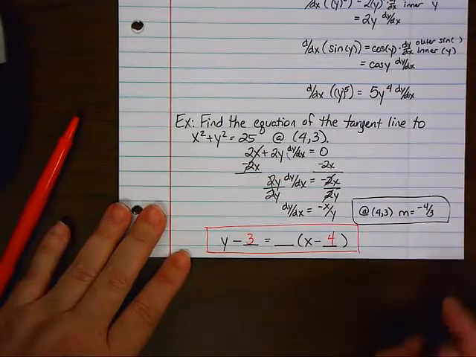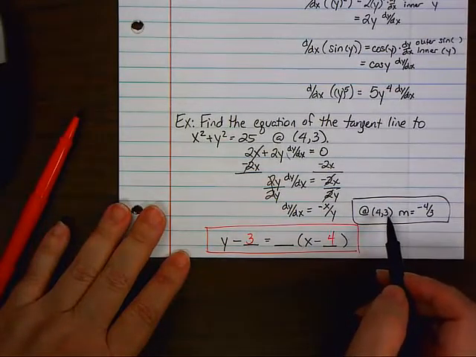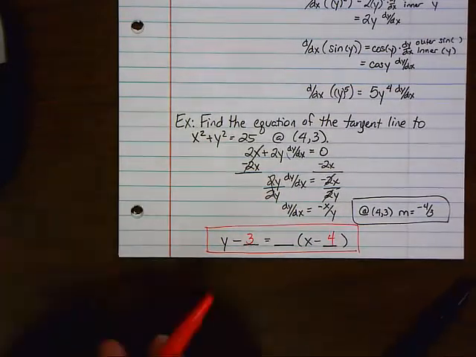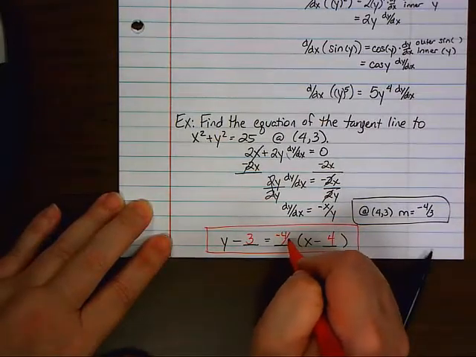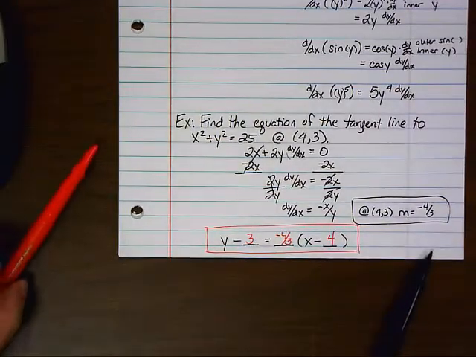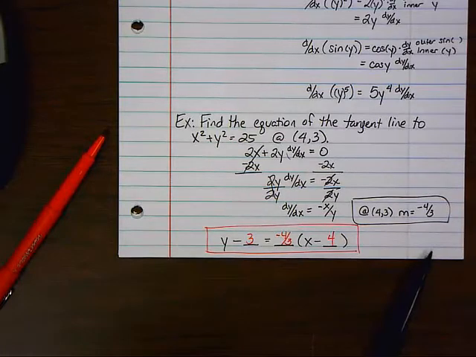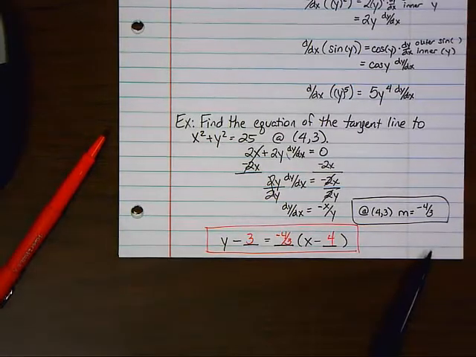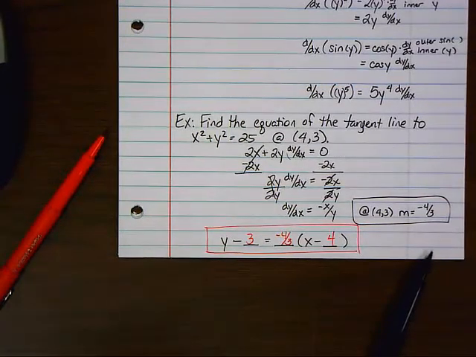So after you find the slope, come out to the side and write at 4 comma 3, m equals negative 4 thirds. Transfer that negative 4 thirds into the slope blank, and you are now finished. You have written the equation of the tangent line. Any questions on what I just did?